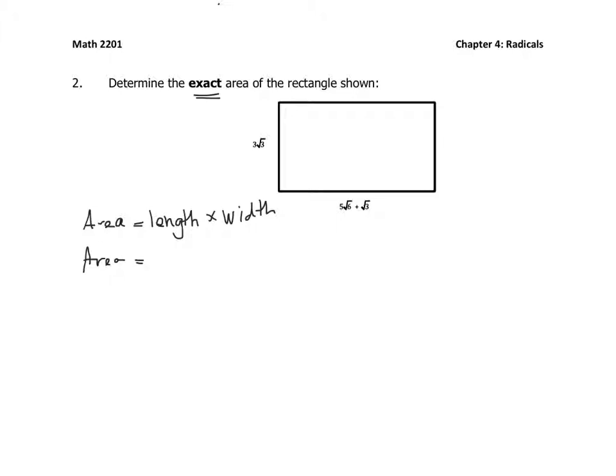So the length would be 5√6 plus √3, times the width would be 3√3, but I'm just going to put the width in front because it just looks better. 3√3 times 5√6 plus √3. Doesn't matter which order we multiply those, but it just looks easier when the 3√3 is in front of that binomial term rather than after.